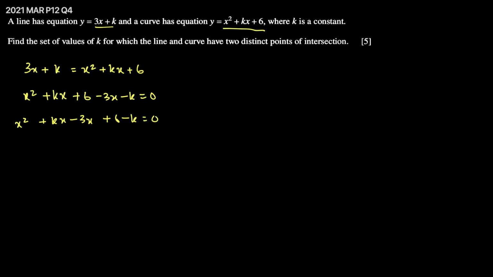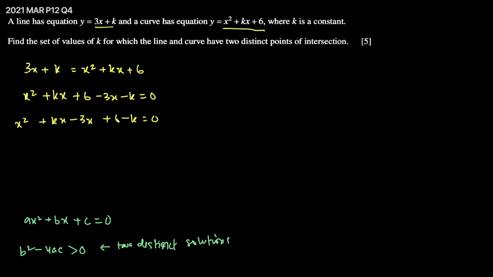For any equation in the form ax squared plus bx plus c is equal to 0, for this to have two distinct solutions for x, the value of the discriminant b squared minus 4ac must be greater than 0. When this is the case, we have two distinct solutions. So if we rearrange our equation, let's just see what the values are.